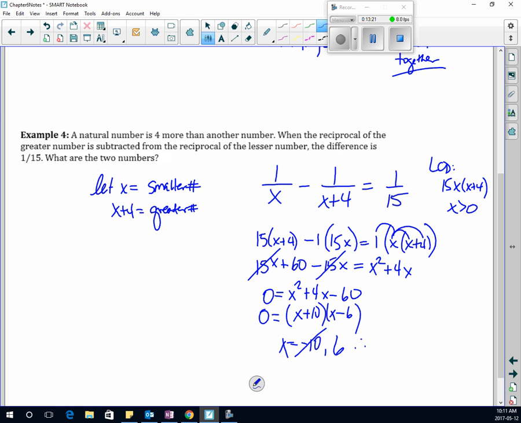So what's the other number? Well, it has to be x plus 4, so that would be 6 plus 4 is 10. So the two numbers are 6 and 10.